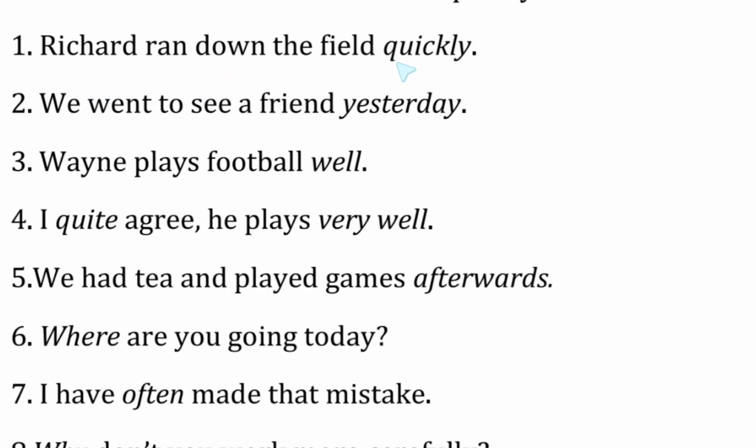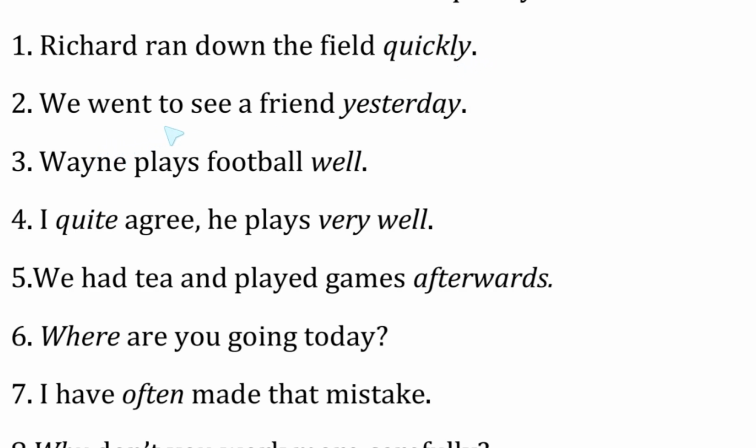Richard ran down the field quickly. In this place quickly is italic and we have to find out what type of adverb it is. This is actually an adverb of manner. Quickly is an adverb of manner. Why? Because it describes how Richard ran down the field. It indicates the speed or rapidity of this action.